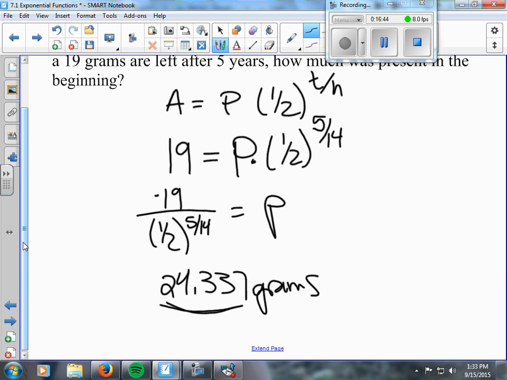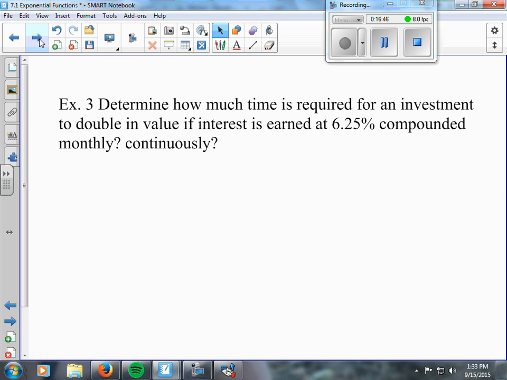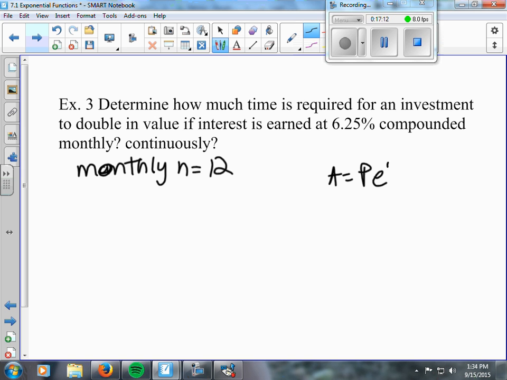All right, last question is our compounding question. We have how much time is required for an investment to double if you earn 6.25% compounded monthly versus continuously. Compounding monthly means that n equals 12. Compounding continuously means I use PERT, A equals P e to the rt. Monthly means I use A equals P times 1 plus r over n to the nt.